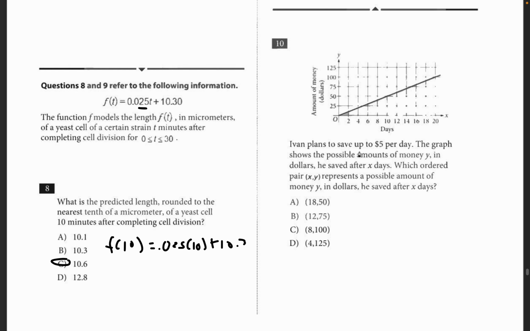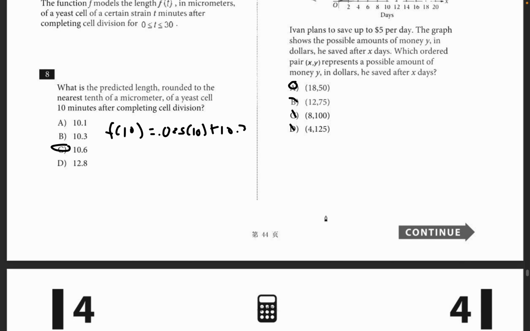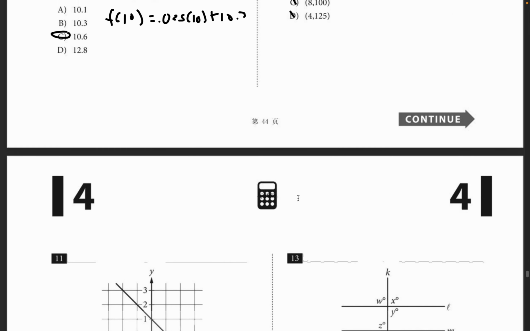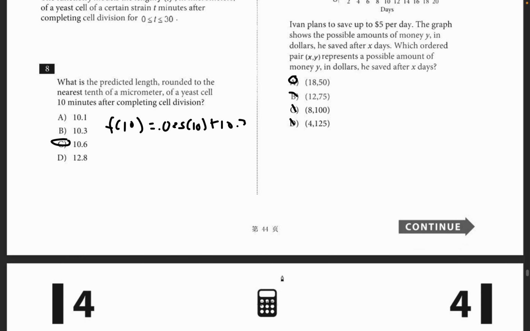Ivan plans to save up to $5 per day. The graph shows the possible amounts of money y in dollars he saved after x days. Which ordered pair represents a possible amount of money? Okay, 1850, I mean, that's possible. 1275, that's just not possible. 800, that's not possible. 125, that's not. I think it's A. This question was weird, but I think it's A, because it's the only one that matches closely, I guess.